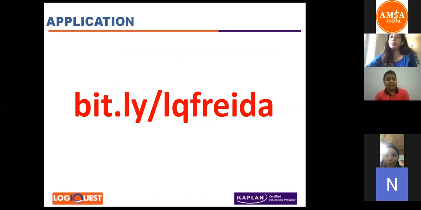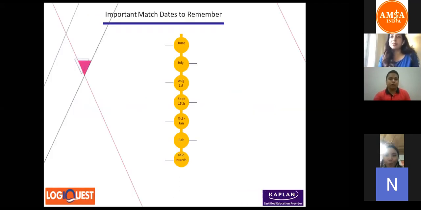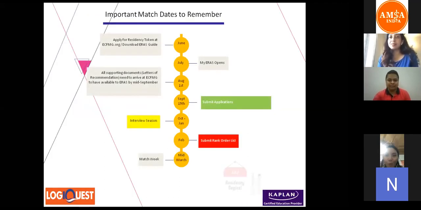So first of all, what is the last date? Usually, if you see the timelines, if I would like to share with you, this is it. 1st September to 15th September is when you submit your applications. June is when, so let's start it this way. June is when you obtain tokens from ERAS, right? So you obtain the tokens. A token means that I'm going to be in the queue and I'm going to be an applicant this year. So only those people who have tokens can apply for the residency for that particular year.